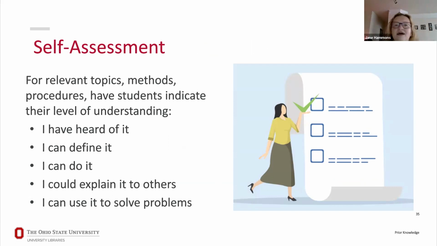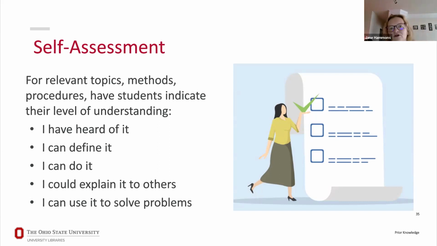Now, we know that self-assessment can be flawed, right? We all often think that we know more than we actually do. But that's why I think it's helpful to break it out and give multiple options. So don't just ask students, are you familiar with this term? Or do you know this term? Or have you heard it? So having them do a little bit of critical thinking about what level they are actually at, right?